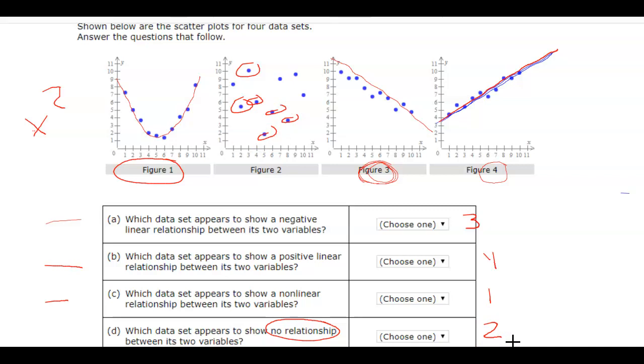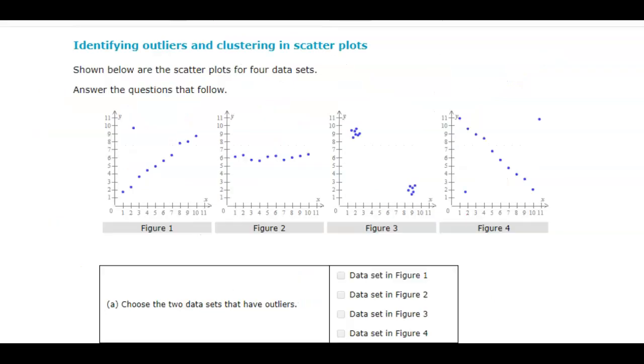I think we have 1 or 2 more problems, you guys, but everything in this section is pretty easy, and I don't anticipate you guys having any problems. Let's go ahead and look at the next one. Okay, last problem here, you guys. Identifying outliers and clusters in scatter plots.